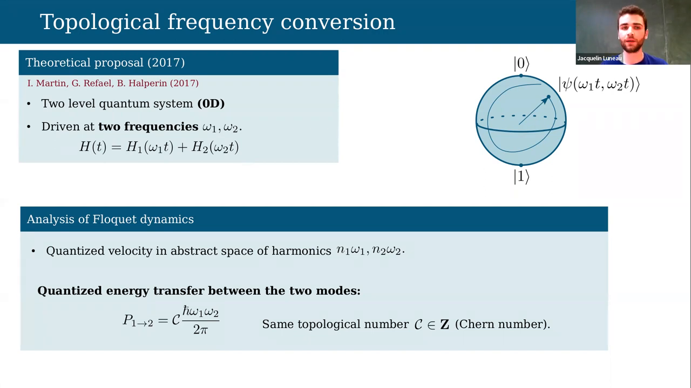And what Martin and collaborators did is to analyze the dynamics of such a two-level system using the so-called Floquet theory, which consists in studying the dynamics in an abstract space of the harmonics of this driven Hamiltonian. And what they derived is that in this abstract harmonics space, there is a quantized velocity, another occurrence of an anomalous velocity, which was interpreted as a quantized energy transfer between the two modes, omega one and omega two, which drive the two-level system. And this energy transfer is, again, quantized topologically with the Chern number.